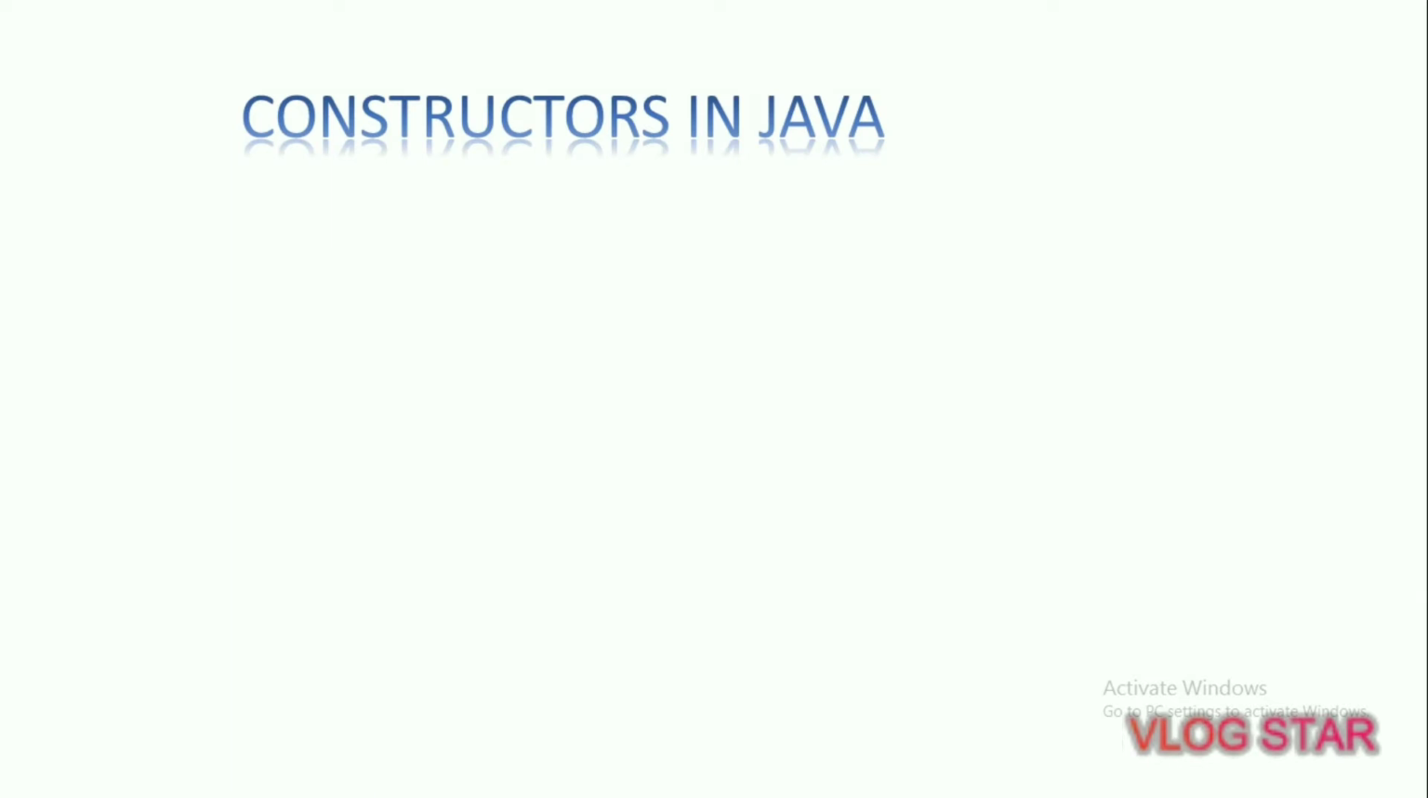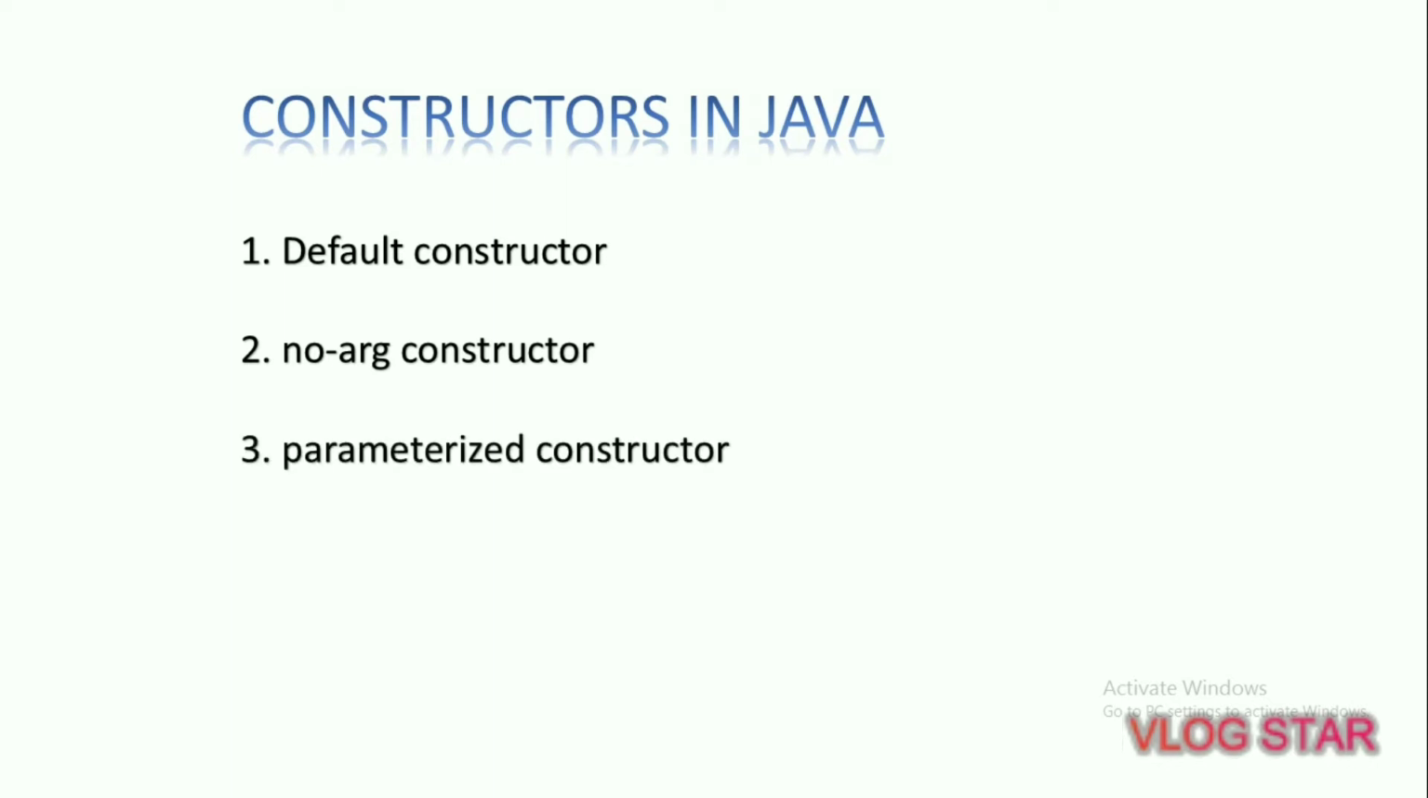So there are three constructors in Java. First one is default constructor. Whenever we don't provide any constructor, the compiler will generate one, which is called a default constructor. Second one is no argument constructor. That means a constructor without parameters. And third one is parameterized constructor, which means a constructor with parameters.